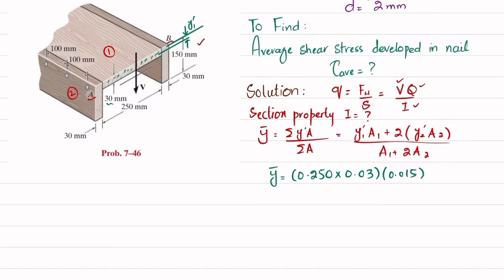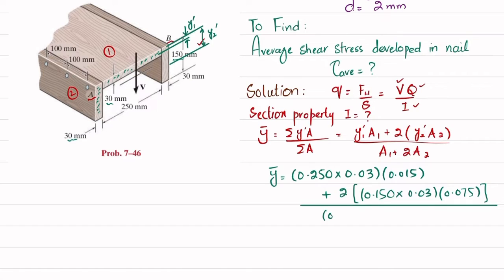Plus 2 times A2. Now A2 is this area, which is 30 multiplied by 150 millimeter, so 0.150 multiplied by 0.03, into y2 dash. y2 dash is the distance from the top surface to the mid of this second section, which is 150 divided by 2, equal to 75 millimeter, or 0.075 meter, divided by the areas: A1 was 0.250 multiplied by 0.03, plus 2 times area 2, which is 0.150 multiplied by 0.03.